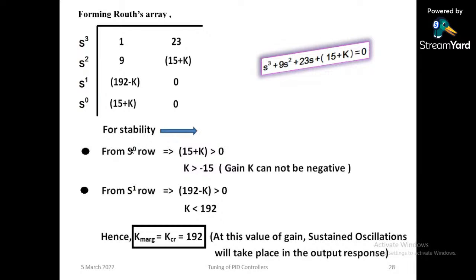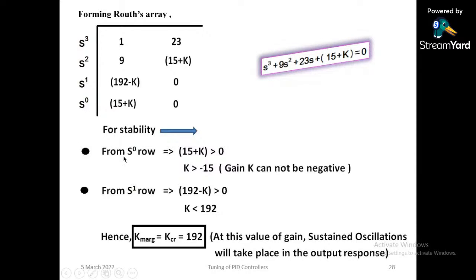Right? So for the system to be stable, what is required? There must not be any sign change in the first column of Routh's array. You can see, concentrate on the first column: plus 1, plus 9, then this term 192 minus K. Whether this is positive or negative depends on K. Next term 15 plus K. This value is also positive or negative depending on the value of K.